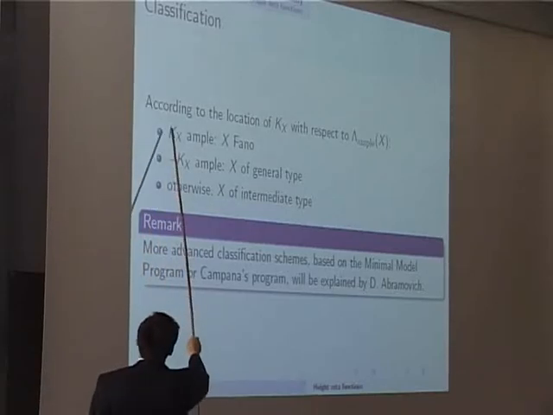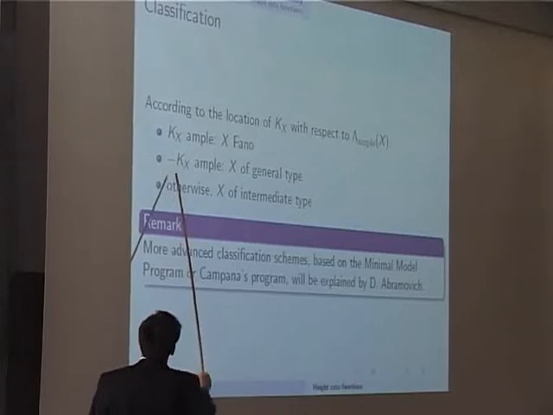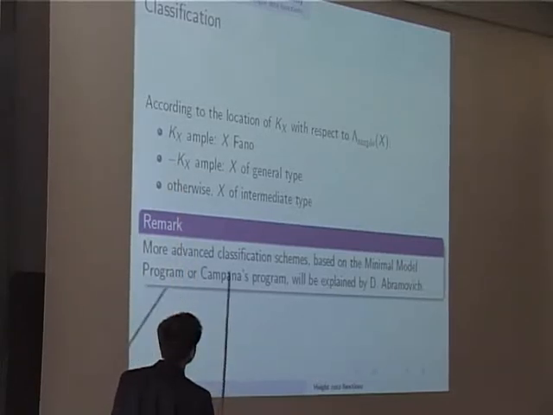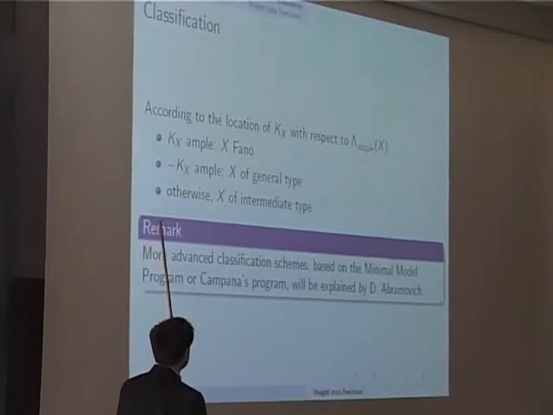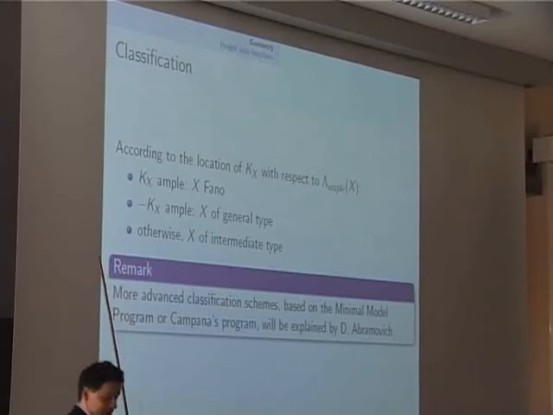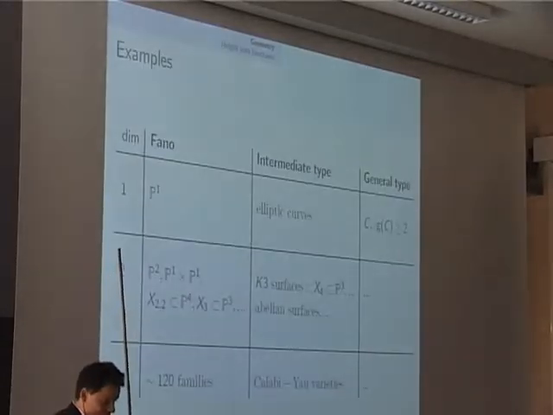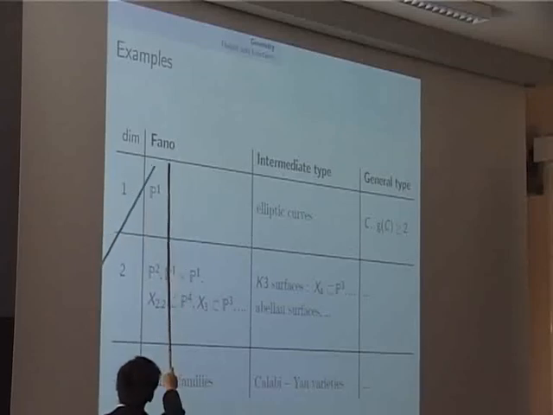I guess, yeah, getting hot. This is minus K_X ample, this is plus K_X ample. So more advanced classification schemes, based on the minimal model program or on Campana's program, will be explained in later courses. All right, good. So Fano varieties: minus K_X is ample.